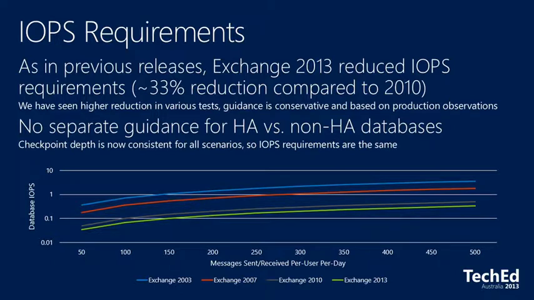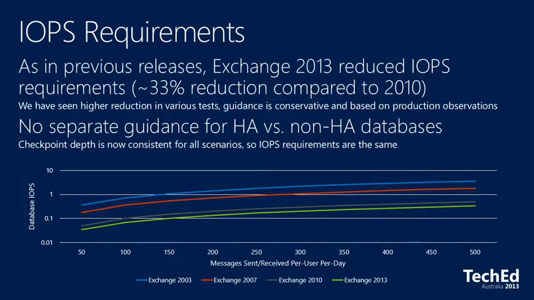The checkpoint depth for all databases is now 100 megabytes. In 2010, we had 100 megabytes for the active copy, but we only had a 5 megabyte checkpoint depth for the passive copy. And so that meant we were constantly flushing the passive copy a lot more frequently and going to disk and incurring more disk I/O. Well, as a result of a lot of the architectural changes we made, we were able to increase the checkpoint depth for the passive copies up to 100 megabytes without losing our ability to do fast failover. So we still retain that fast failover.